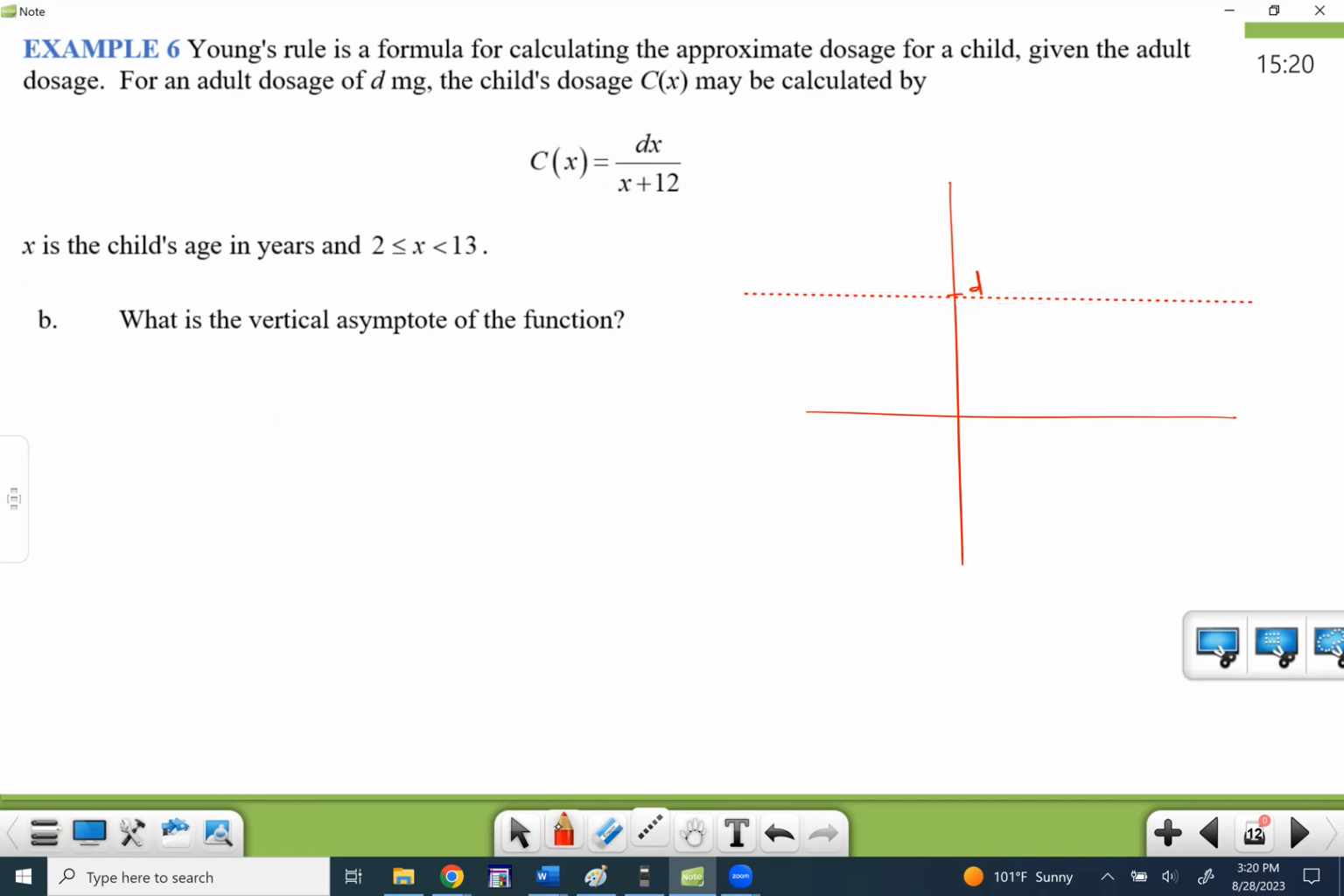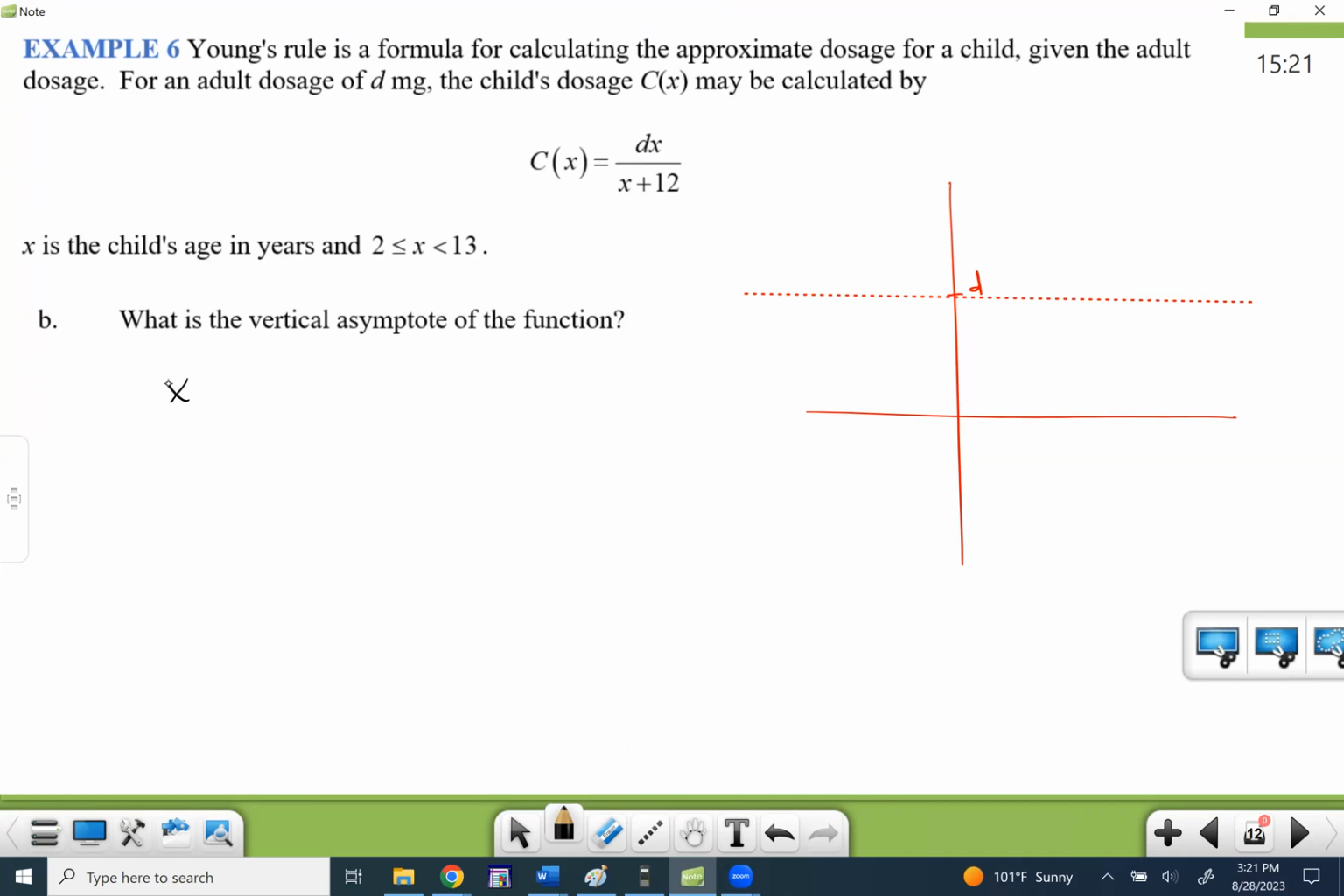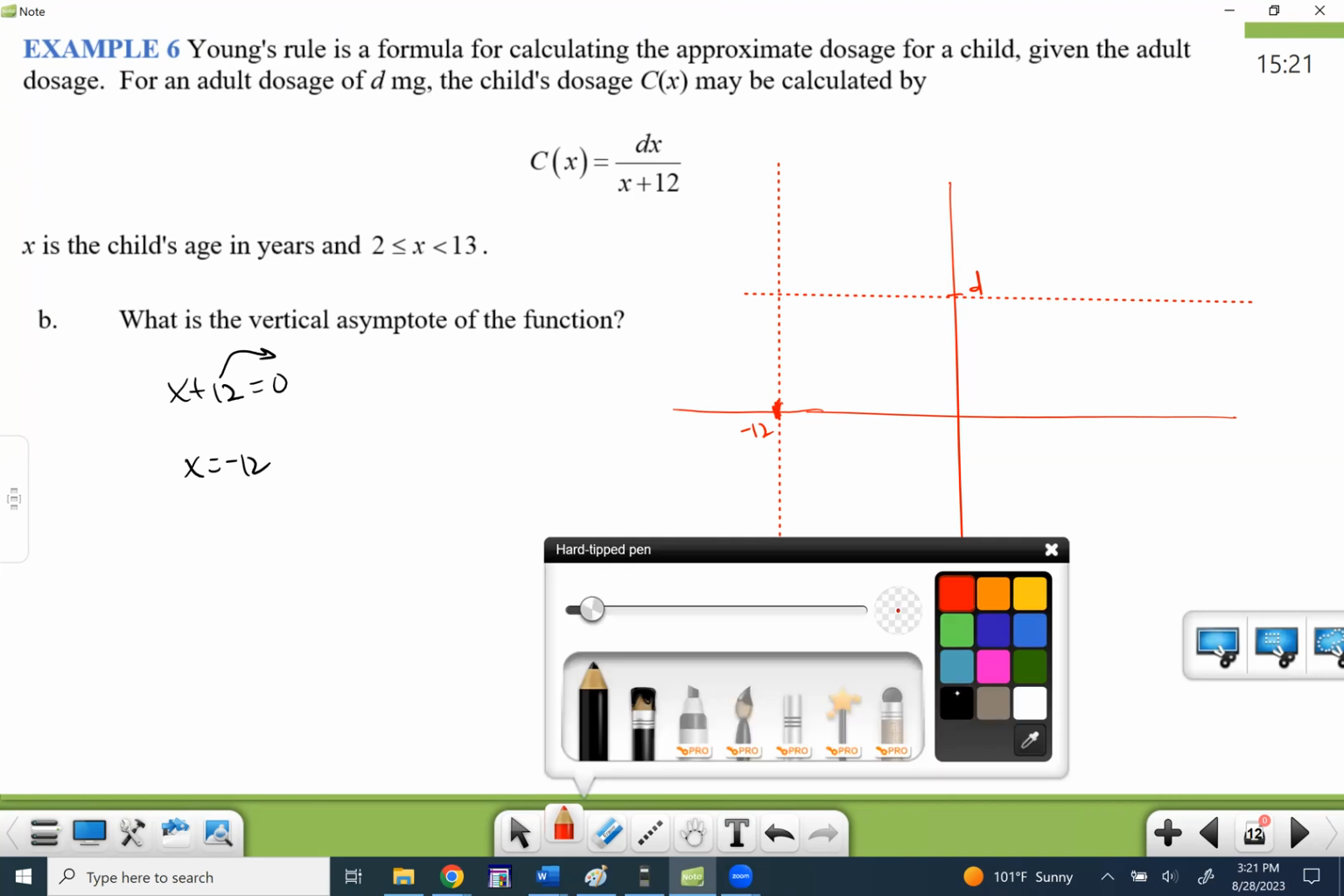Let's go get our vertical asymptote. So x plus 12, we're going to set it equal to 0. It's not a hole because it doesn't cancel with the top. So -12, we'll just pretend that this is -12 over here. That's going to be where our vertical asymptote is. Okay. And so I'm just going to tell you that the graph looks like this.